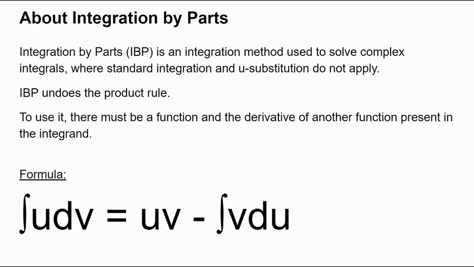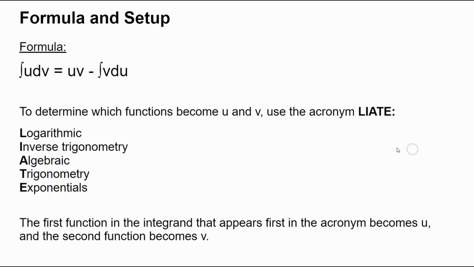You can think of integration by parts as undoing the product rule. So if you look at this formula right here, if you have an integrand of a function and the derivative of another function, so u is one function and v is the other function, then to find the integral, it's equal to uv minus the integral of v du. Now, which function becomes u and which function becomes v is very important.